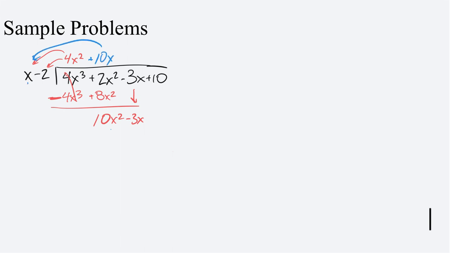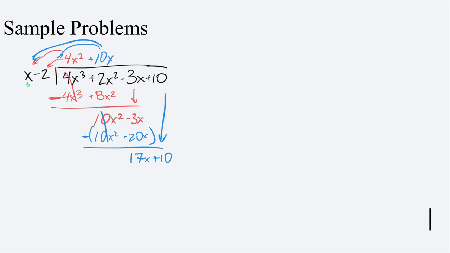And I multiply. 10x times x is 10x squared. 10x times negative 2 is negative 20x. I subtract the entire thing, and I'm not going to do the same thing where I change the sign. These cancel. This becomes plus 20, so negative 3x plus 20 is 17x. The 10 comes down, and we repeat, changing colors to show where we're at here.